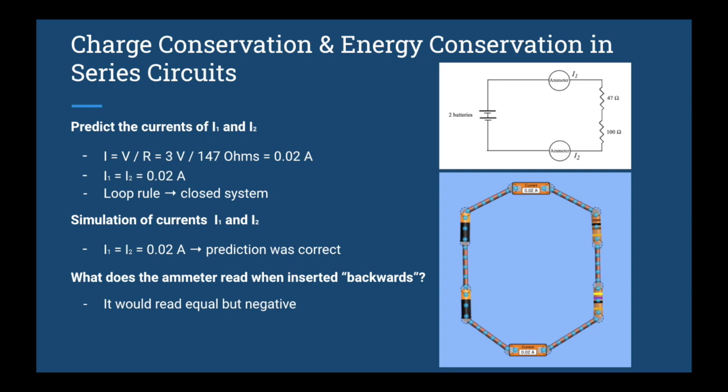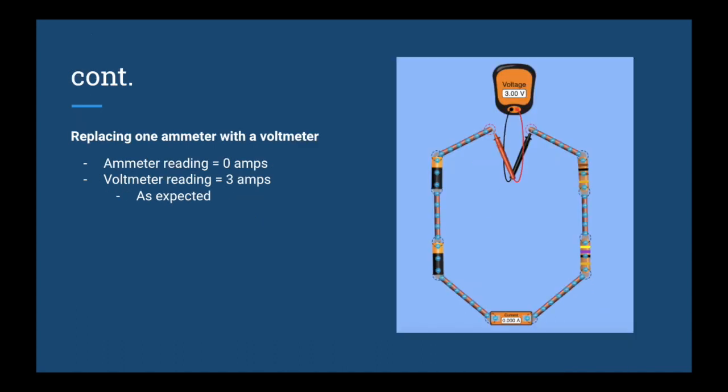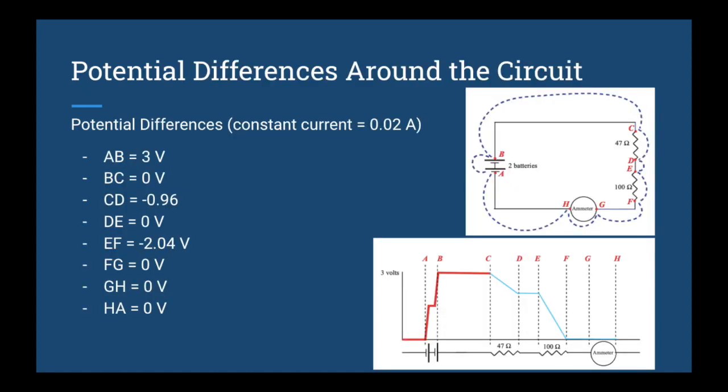Next, I found that when the ammeter was inserted backwards, the values would read equal but negative what I found before. In the next step, I replaced the top ammeter with a voltmeter. By replacing it with a voltmeter, I expected that the ammeter reading would read 0 amps and the voltmeter reading would read 3 volts because the circuit was now open. The next step was to measure potential differences around the circuit.